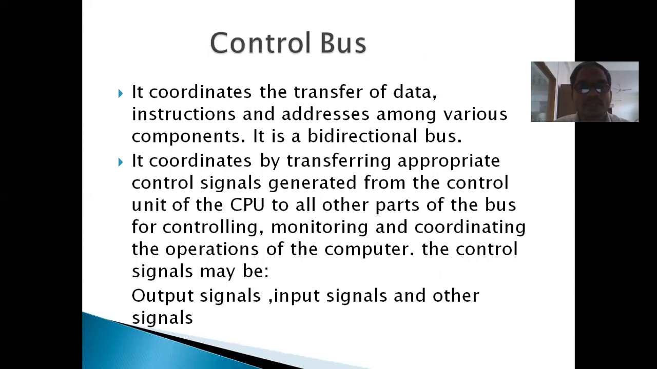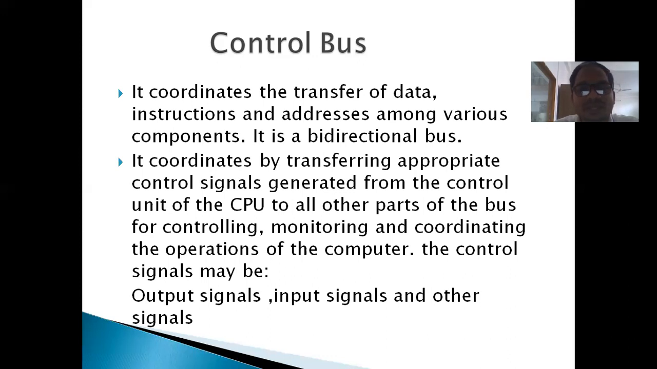Control bus. It coordinates the transfer of data, instructions, and addresses among various components. It is a bidirectional bus. So we can see that the control bus is a bidirectional bus. The data bus is also a bidirectional bus. But the address bus is unidirectional.